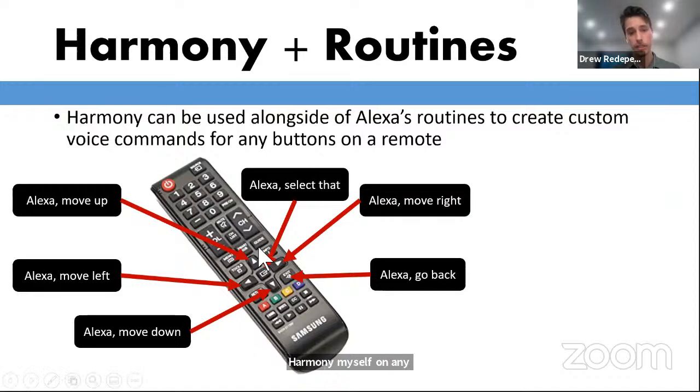Let's say somebody has a smart TV and they want to be able to use the navigation buttons to access their smart TV menu. I can actually create custom voice commands in Alexa and the Harmony to program all of the navigation commands into the remote. So move right, move up, move left, move down, select, and back, so the person can completely navigate their smart TV by voice, and they don't need any caregiver assistance to access their smart home features.